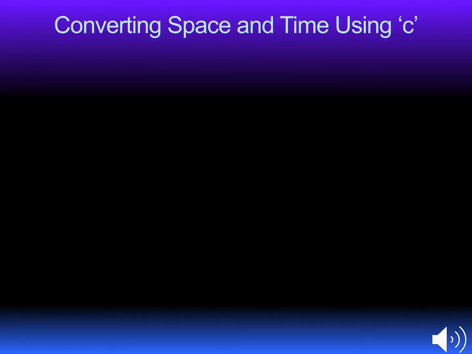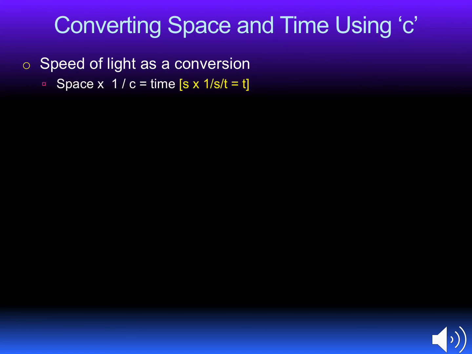Here we're going to convert space and time using the speed of light c. If you take space and you multiply it by 1 over the speed of light, it gives you time. The units work out to be s times 1 over s t equals t. And if you want to convert time, you take time multiplied by the speed of light and you get space. And the units would be t times s divided by t equals s.